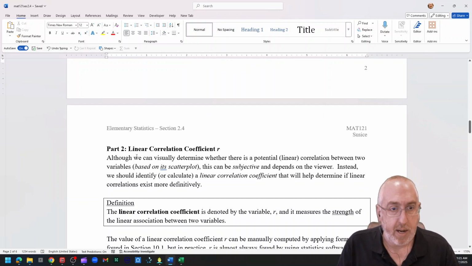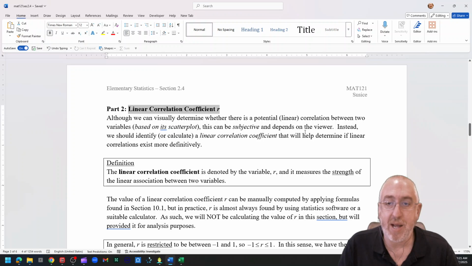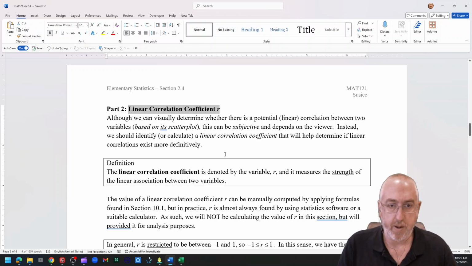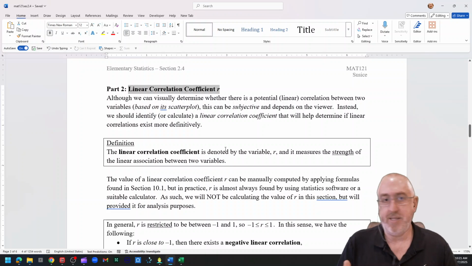But there are better ways. So we're going to look at part 2, which is the linear correlation coefficient R. Although we can visually determine whether there is a potential linear correlation between two variables based on a scatter plot, this can be subjective and depends on the viewer. Instead, we should calculate a linear correlation coefficient that will help determine if linear correlations exist more definitively.